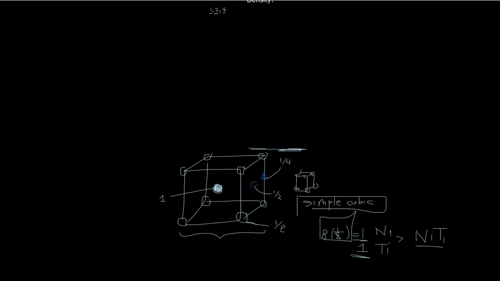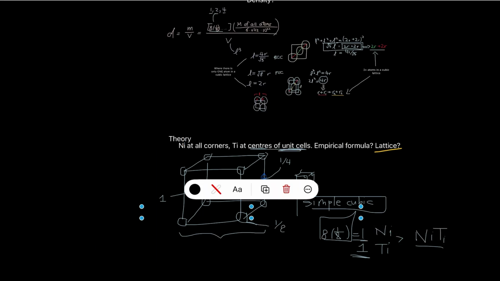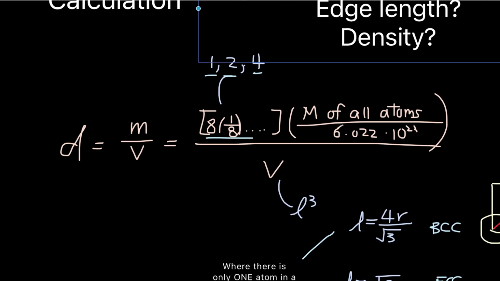So we've already determined that our shape would be simple cubic. As we've gotten here, what was the lattice shape? We answered simple cubic. So that's why we're only going to use 1 for our calculation here. It's only going to be 1.